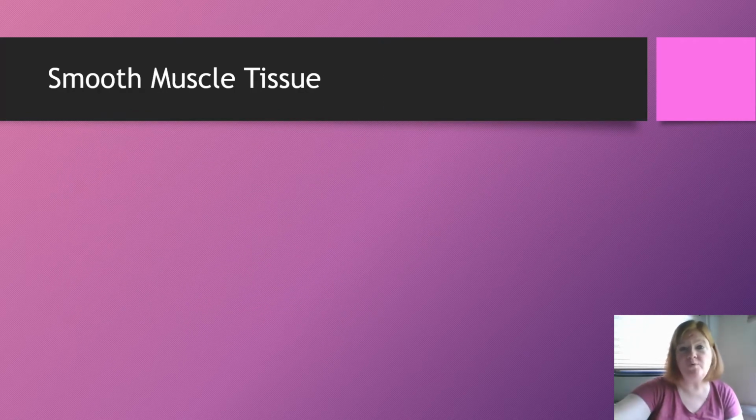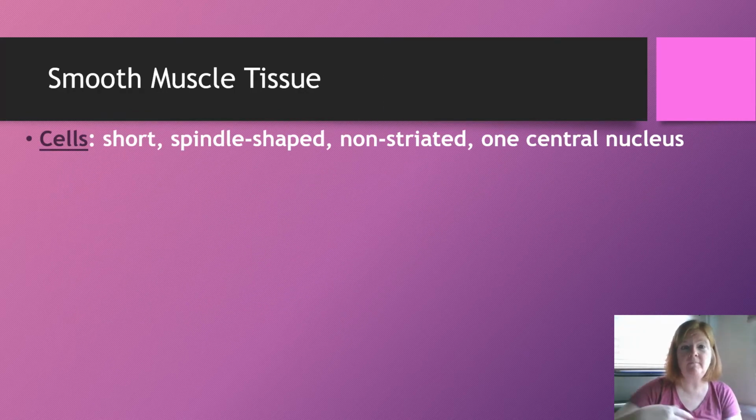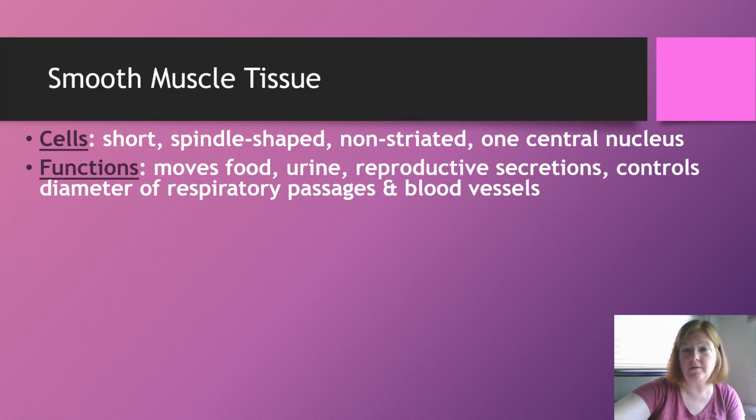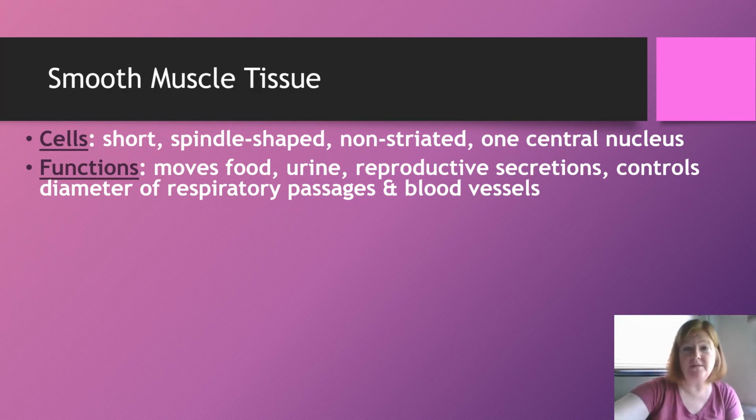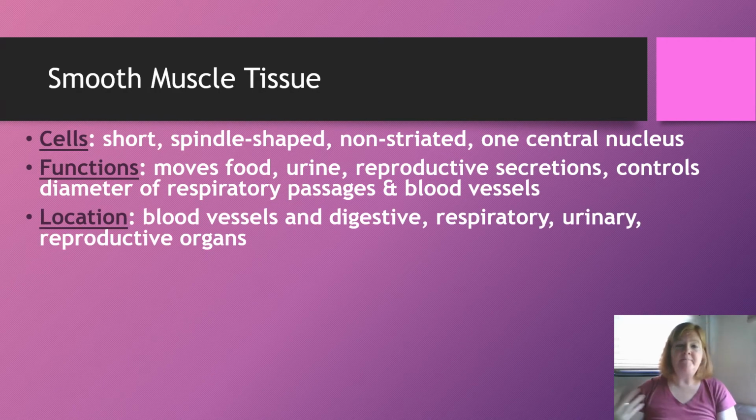And then we have smooth muscle tissue. The cells are short, spindle-shaped, non-striated. So here's the muscle type where you won't see striations. And usually the nucleus is one nucleus, and it's usually in the center. The functions are to move food, to move urine, for reproductive secretions, to move those. It controls the diameter of our respiratory passages as well as our blood vessels. So it's found in blood vessels, also digestive, respiratory, urinary, and reproductive organs.